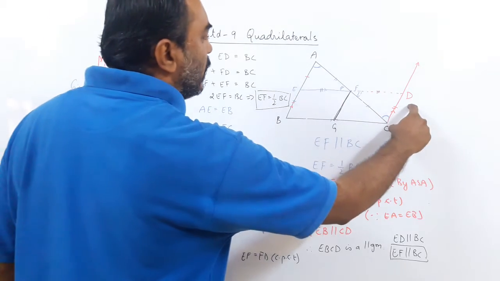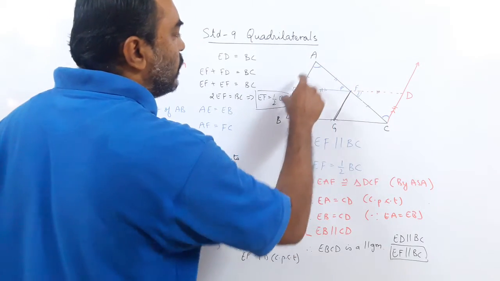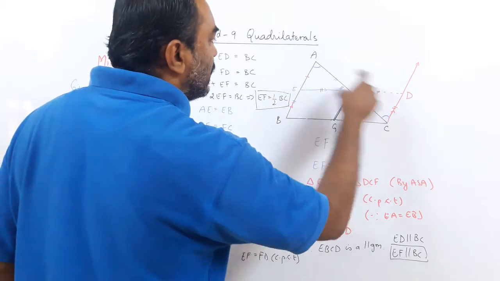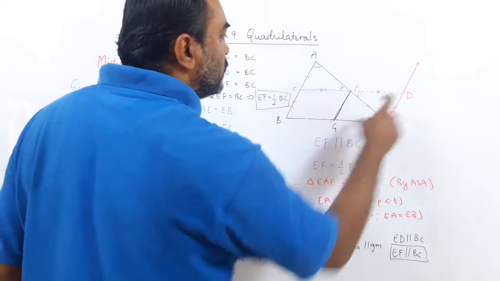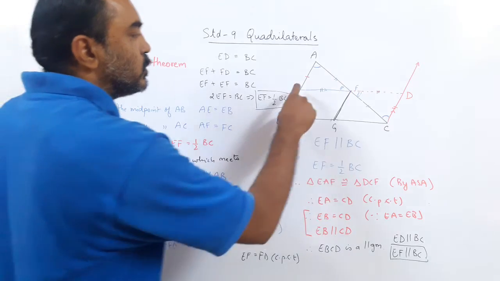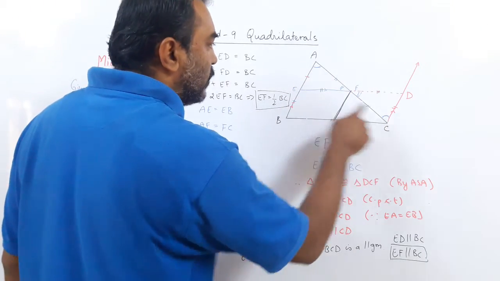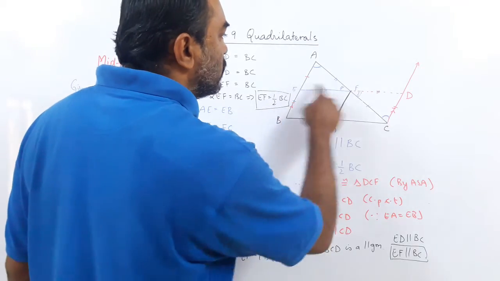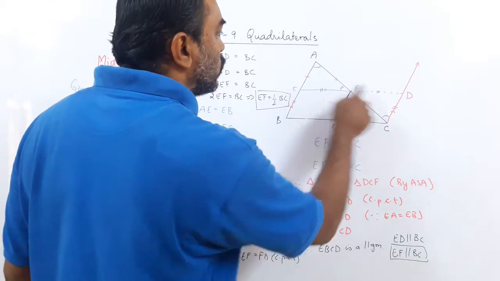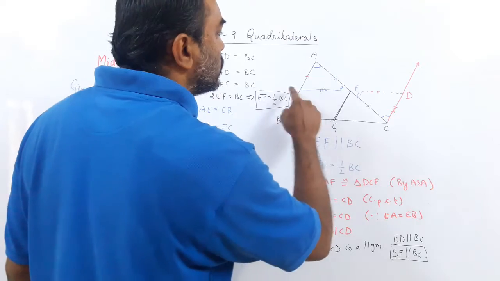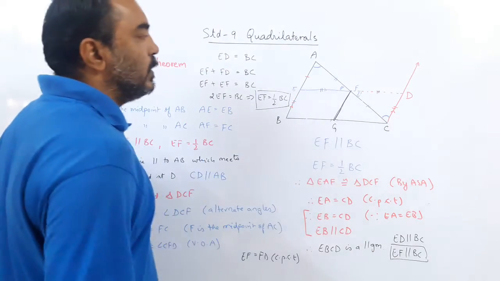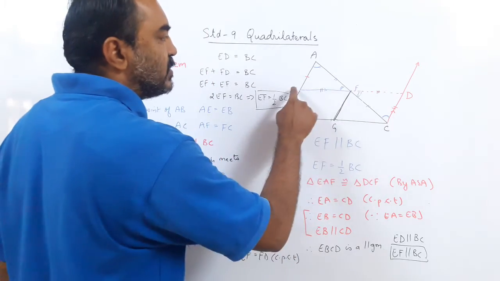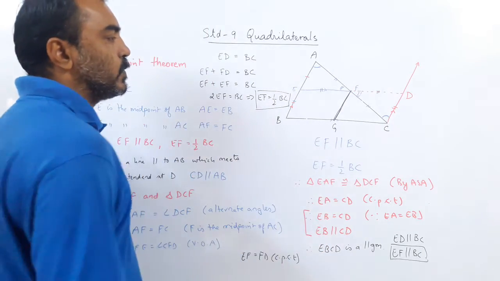Now EA equal to CD, but EA equal to EB because E is the midpoint, so EA equal to EB. But EA equal to CD and EA equal to EB, so EB equal to CD. So these opposite sides are equal and we have also drawn them parallel. So these opposite sides are equal and parallel. So this is a parallelogram. So EDCB is a parallelogram. So ED is parallel to BC, but ED contains EF, so EF is also parallel to BC.